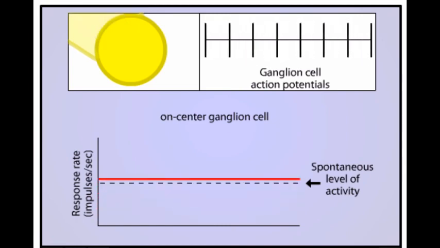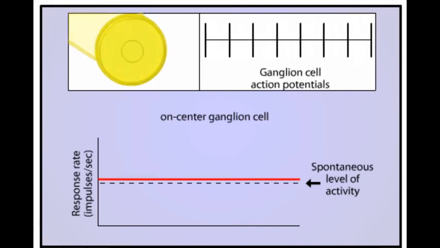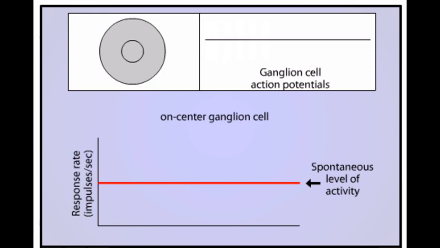Note that if we illuminate both the center and surround region, the response is just above baseline. This occurs because center effects are slightly stronger than surround.